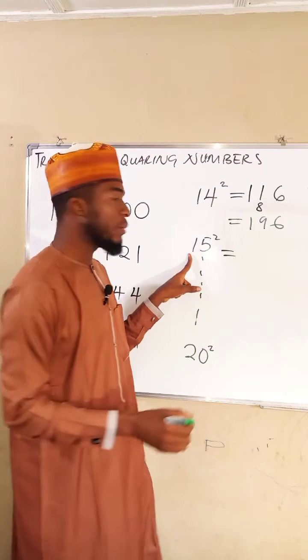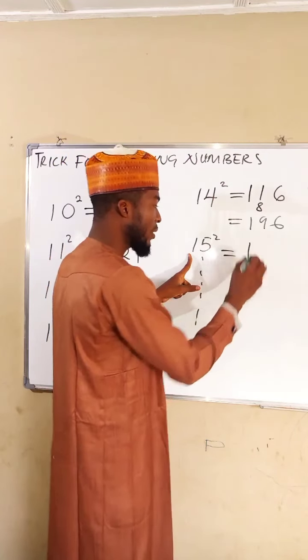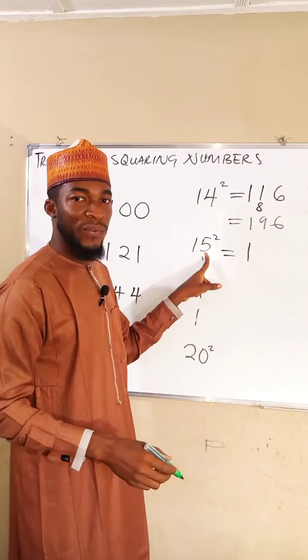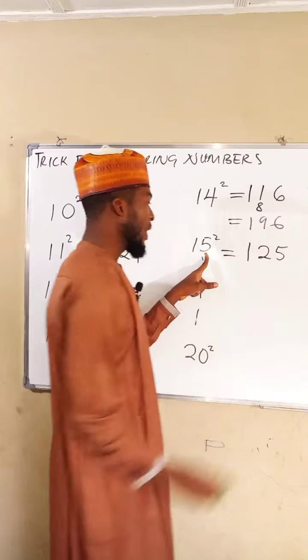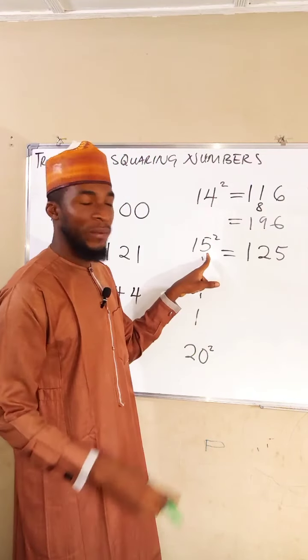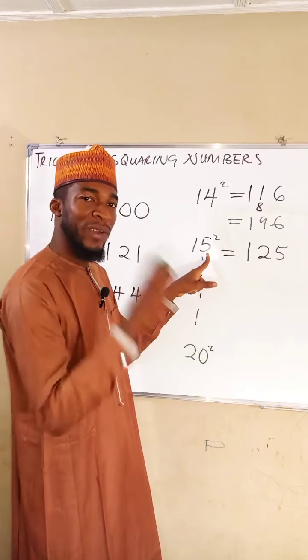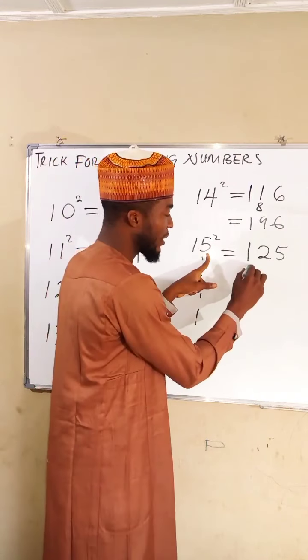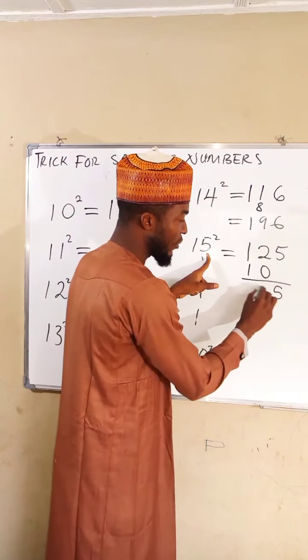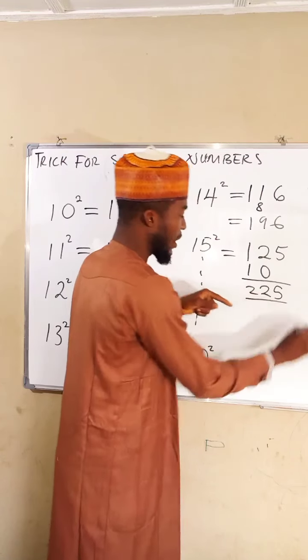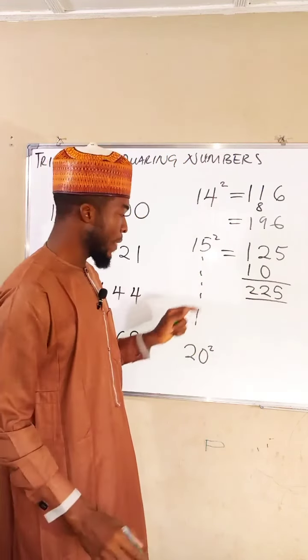Moving to the next one, 15. Take 1, multiply by itself, we get 1. 5 times 5 is 25. Then add 5 to itself, meaning 5 plus 5 is 10. So we add 10 here. Altogether we have 2, 2, 5, and this is the square of 15.